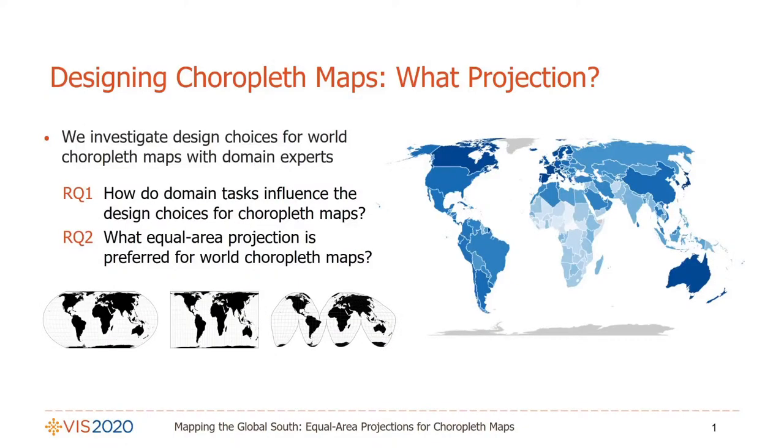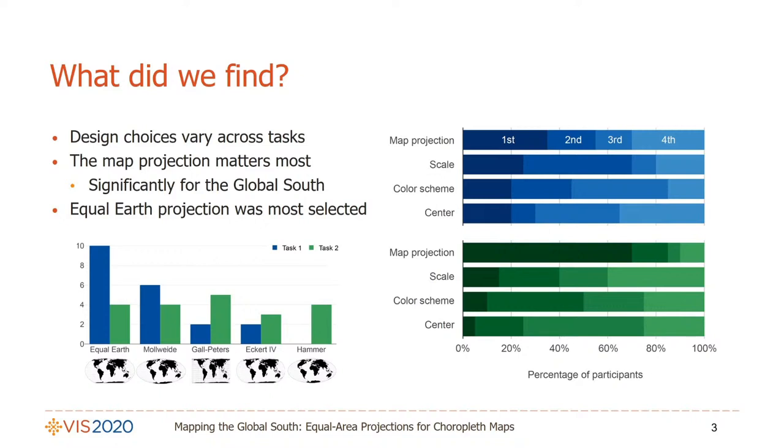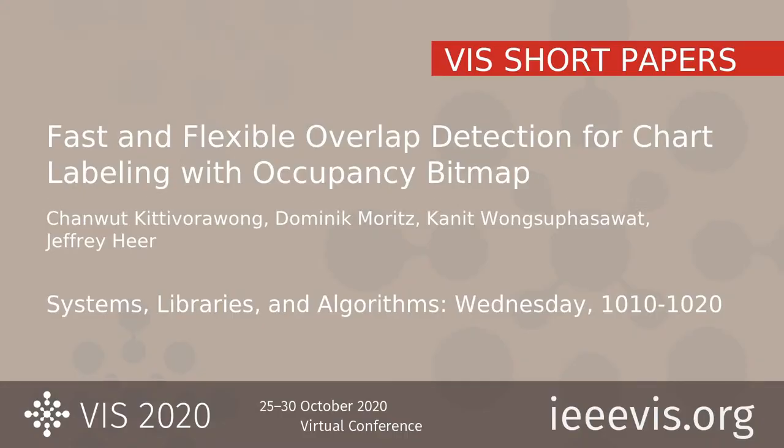In this paper, we investigate design choices for word correlated maps by domain experts. We tackle two research questions: how do domain tasks influence the design choices, and what equal error projection is preferred. Through a survey, we collected 40 correlated maps designed by 20 social scientists, and our analysis suggests that the choices vary across tasks, the projection was most important, and the equal error projection was preferred.